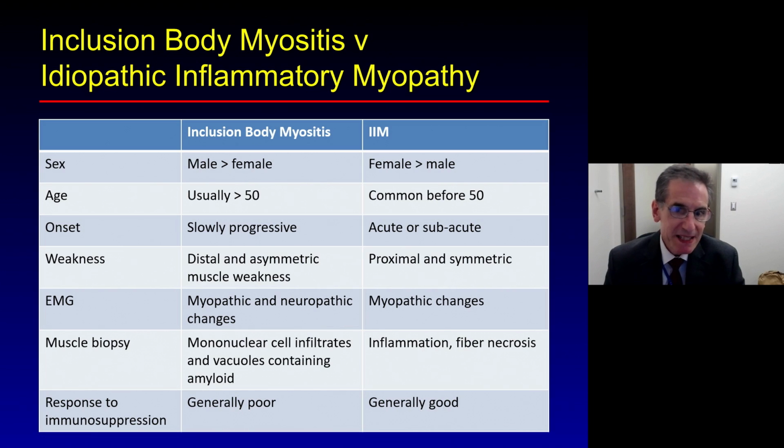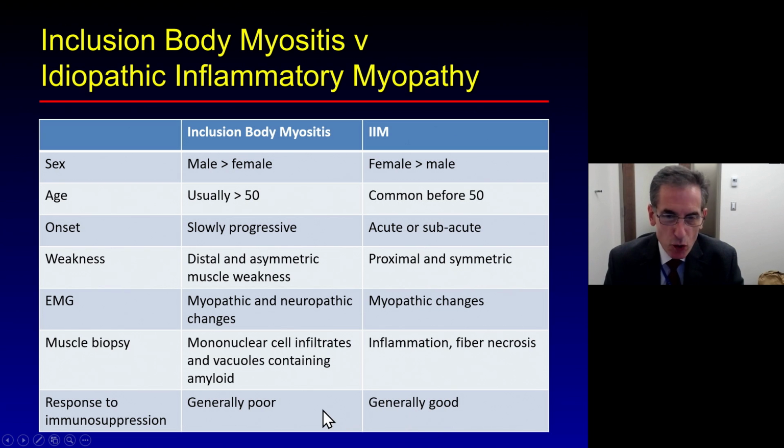Remember, inclusion body myositis is different from the typical inflammatory myositis. It typically involves males, usually in an older population. There's a slower progression, and typically there's more distal involvement. The typical inflammatory myositis is more proximal in nature, and the response to anti-inflammatory immunosuppressive therapy for inclusion body myositis is poor compared to typical inflammatory myositis.